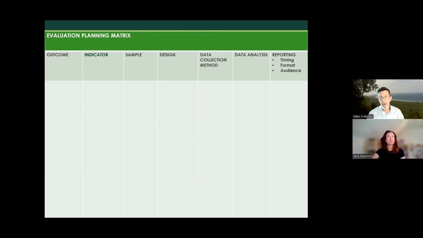So those last two, data analysis and reporting, you would almost never find in a description of an evaluation plan for your broader impacts plan. And so we won't talk about those today, but those are important things for you to consider nevertheless.